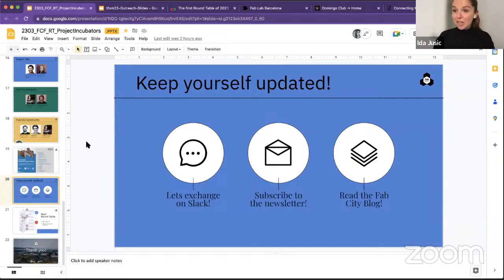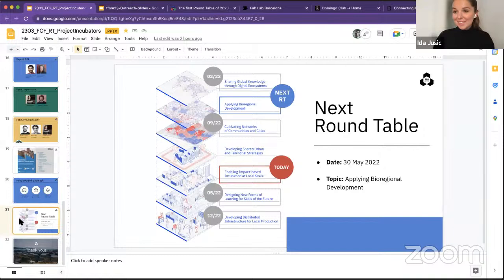And last but not least, we would like to announce already now that you mark your calendars in red for the 30th of May. I see here that I have a typo. It's not 22, it's 23. 30th of May for the next roundtable, and we'll be discussing the layer of the bioregions, applying bioregional developments. We'll have experts talking and also some news of the Fab City Network.